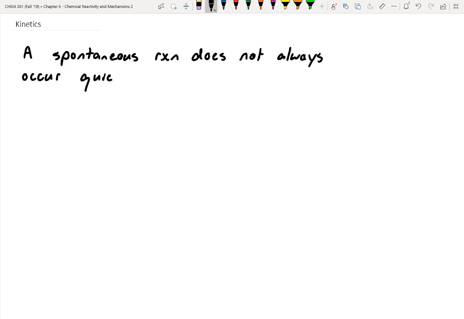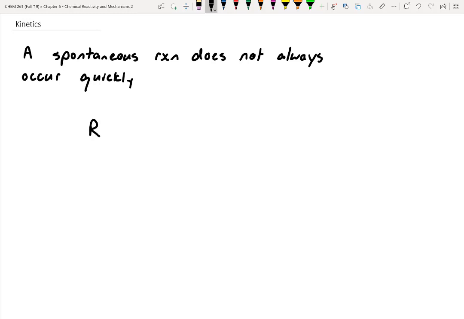So let's make some notes here. Kinetics. First note is a spontaneous reaction does not always occur quickly. Right? The forming of the Grand Canyon was spontaneous, but that took millennia to achieve. Millions of years to dig the trenches that are the Grand Canyon.